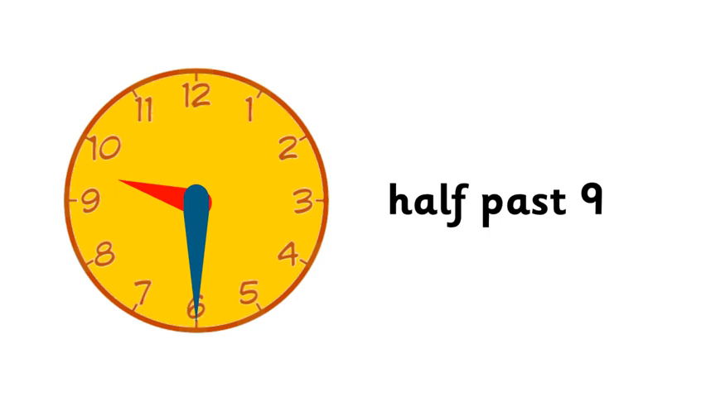9:30. In all of these examples, this hand hasn't moved. We've been using that hour hand again to check where it is: 9:30, halfway between 9 and 10. We know that the minute hand, if it's pointing down, has traveled halfway around the clock. That's where we get the word half from.